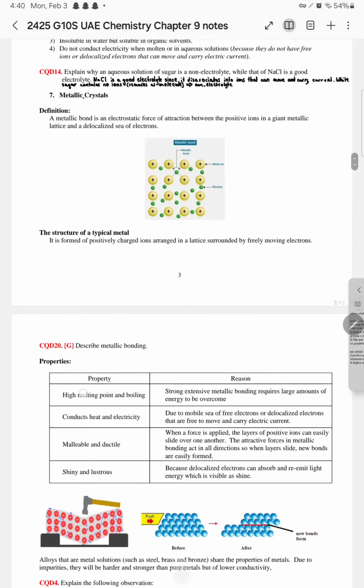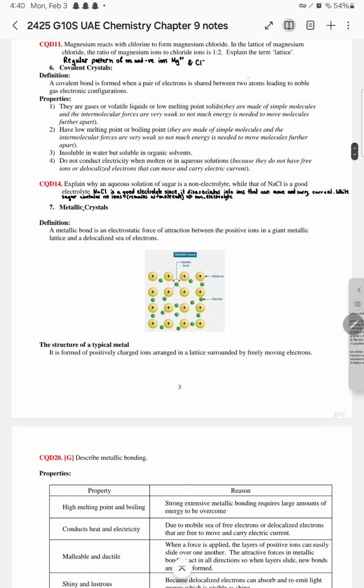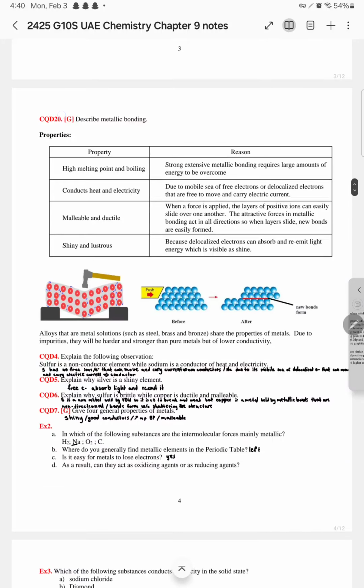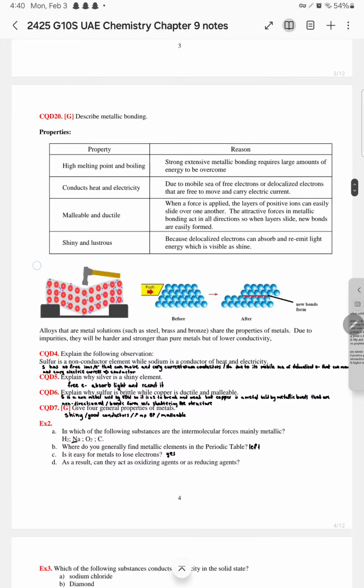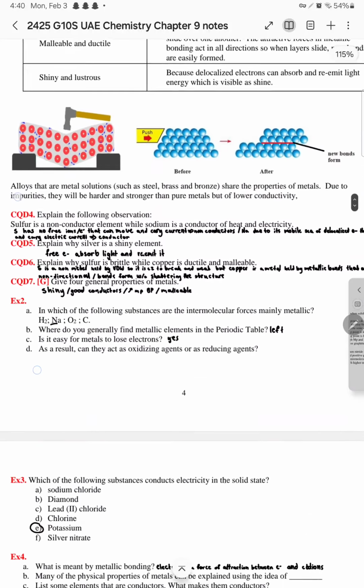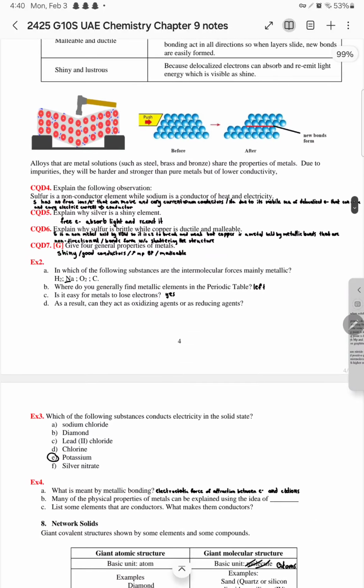Metallic bonding, just go over to the definition, this definition here, and if you write this, you're gonna get a guaranteed mark for CQD20. For this, read it, it's really important, this table. CQD4, it's telling us that sulfur is not a conductor, while sodium is a conductor. Sulfur is not a conductor because it has no free ions or electrons that can move and carry current, so it's a non-conductor.